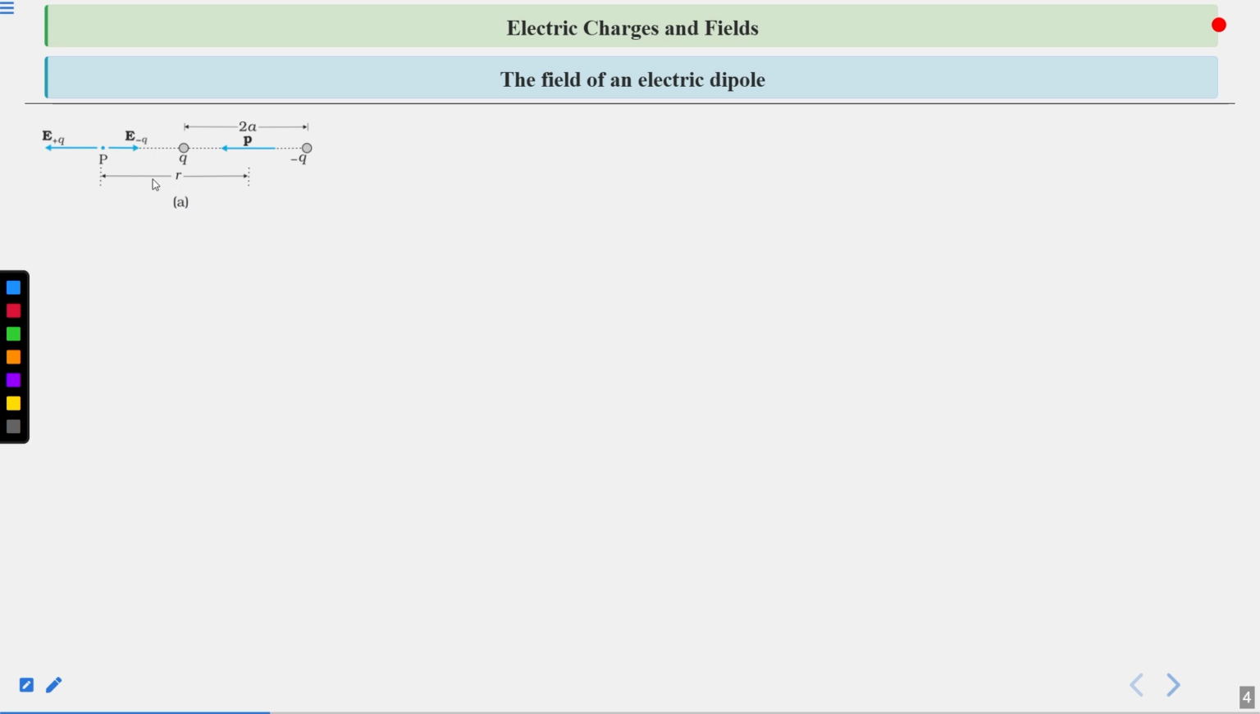So there are two charges, plus q and minus q. Electric field of a dipole at a point on the axis. Here the axis is this one, the line joining the charges. So this shows the axis.